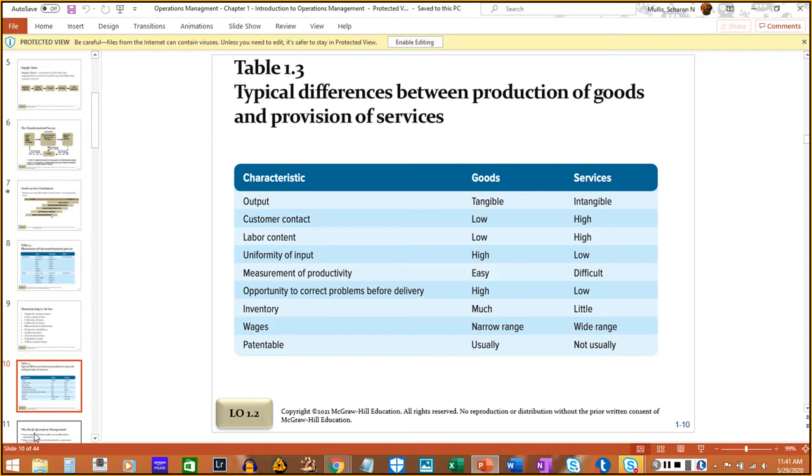Measurement of productivity, that's very easy when it comes to producing a good, because if you have to produce 10 cars each day, you're going to know if you're productive at the end of the day. Did I produce 10 cars or did I produce 3 cars? If I produced 3 cars, then I didn't do what I was supposed to do. I wasn't as productive as possible. It's a little bit more difficult with the service. If you think of a doctor, how could you measure productivity of a doctor, Josh? How do you think you would measure the productivity of a doctor?